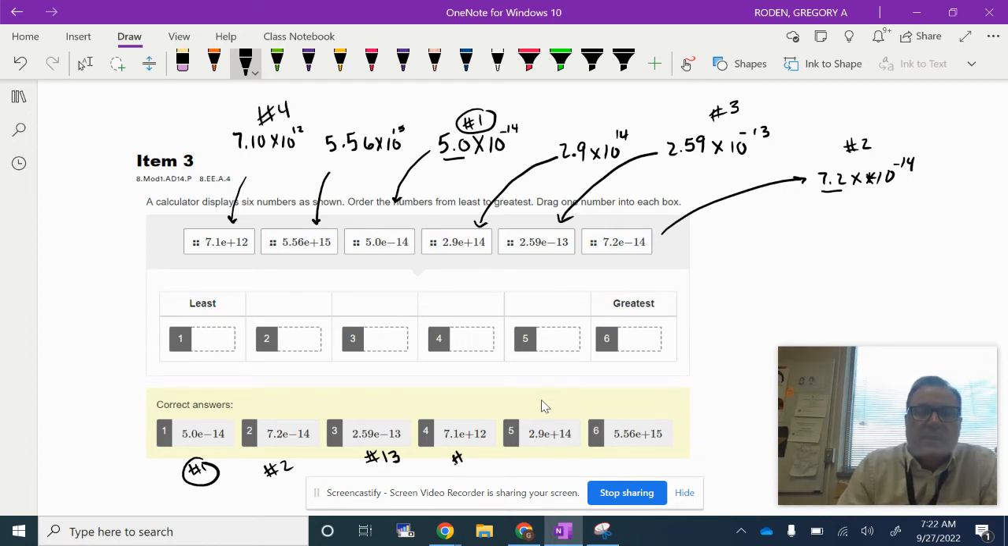Number 4 right here. And then the next one, we have another positive 14, which is right here. So this is going to be number 5. And then obviously number 6 is going to be the last one with the 15th power, number 6. Okay, so study those over. Make sure you see how I did those.